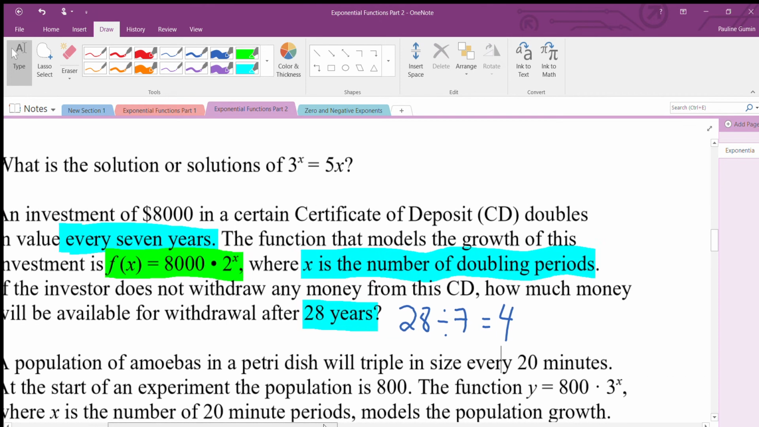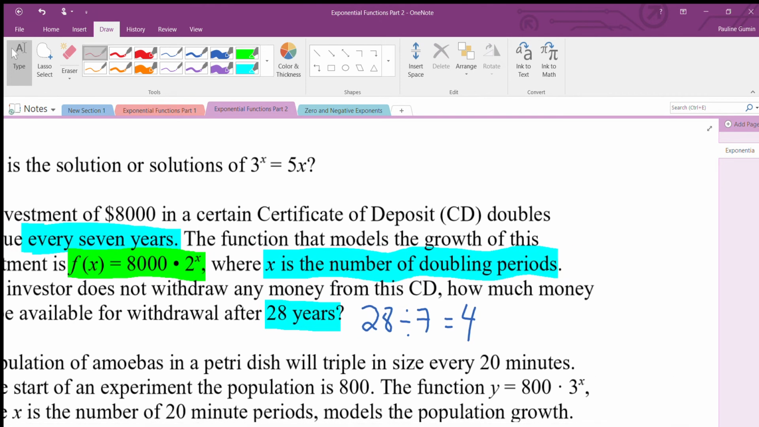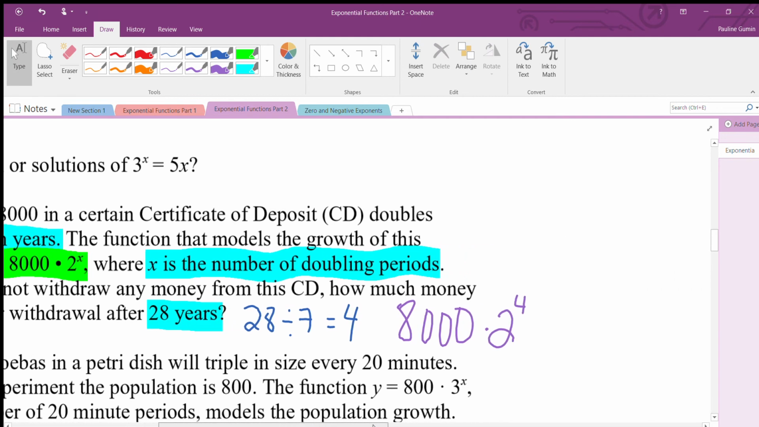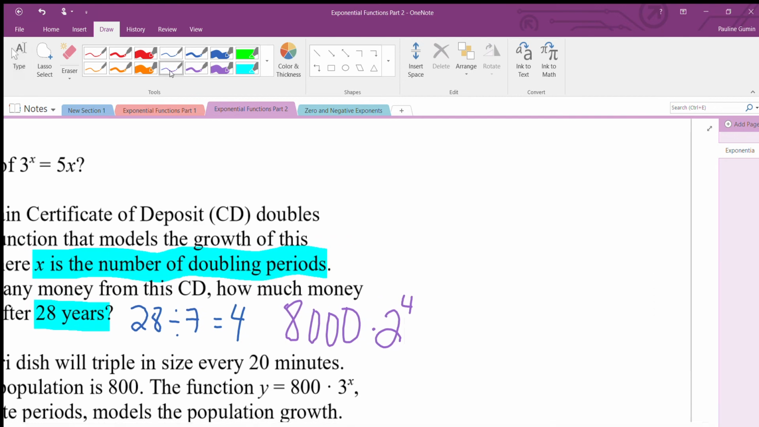Since we know that, we can now find out how much this investor has in his bank. Let's do that. I guess I don't need to write down the f of x. We're just going to plug it in: 2 to the 4th. Okay, let's solve that. First thing I'm going to do is 2 to the 4th, so I have 8,000 times 16. Let's type that into our calculators. 8,000 times 16 is $128,000.